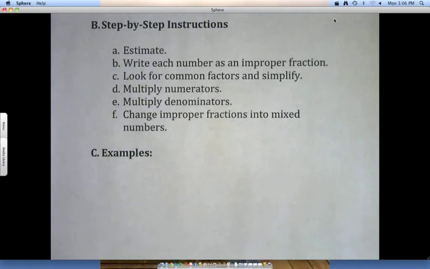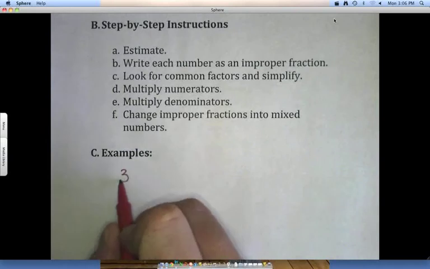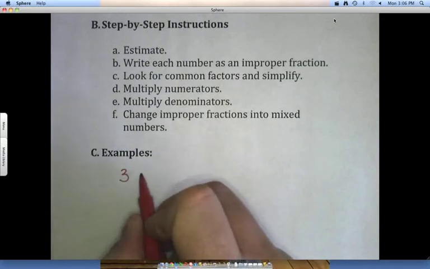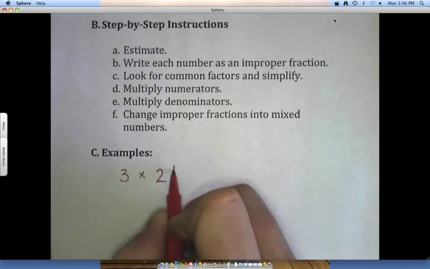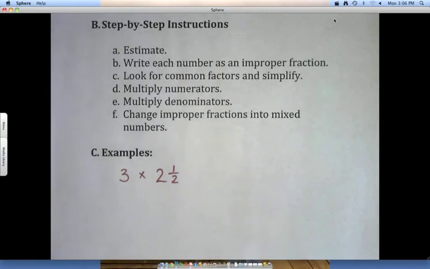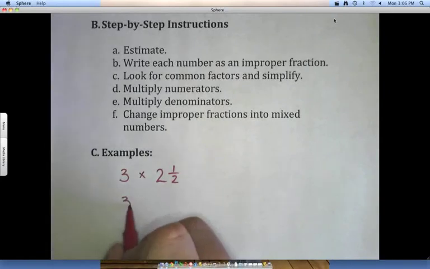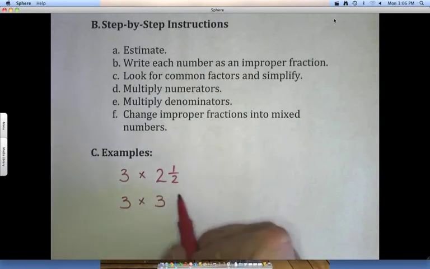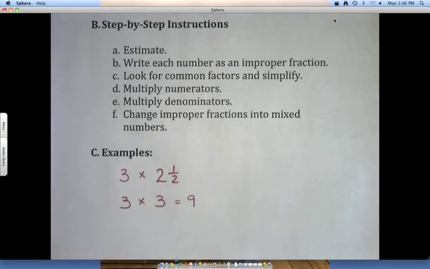Let's say you are hiking for 3 days, and you hike 2 1/2 miles each day. So I'm going to multiply my 3 by 2 1/2. First of all, if I look at this and take care of my estimate, I know that 3, of course, will remain 3, and my 2 1/2 will become 3. So my estimate, if I use rounding, is going to equal 9. So I know my answer should be relatively close to 9.